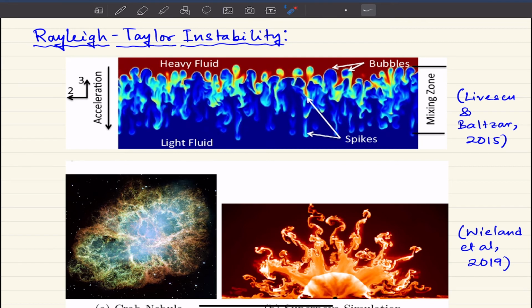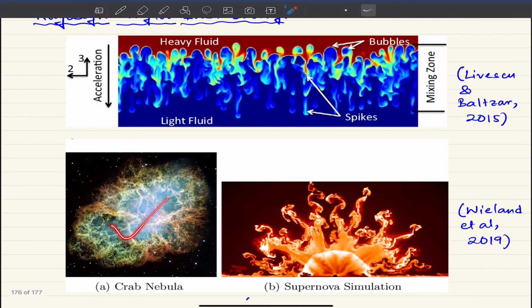Okay, and of course in this case both of the fluids should be at rest initially, or at very low velocity, almost at rest. Otherwise this is not possible. And here you can see a picture of the Crab Nebula, where you can also see finger type structures going into the ambient dilute medium, which can also indicate a plausible RT instability.